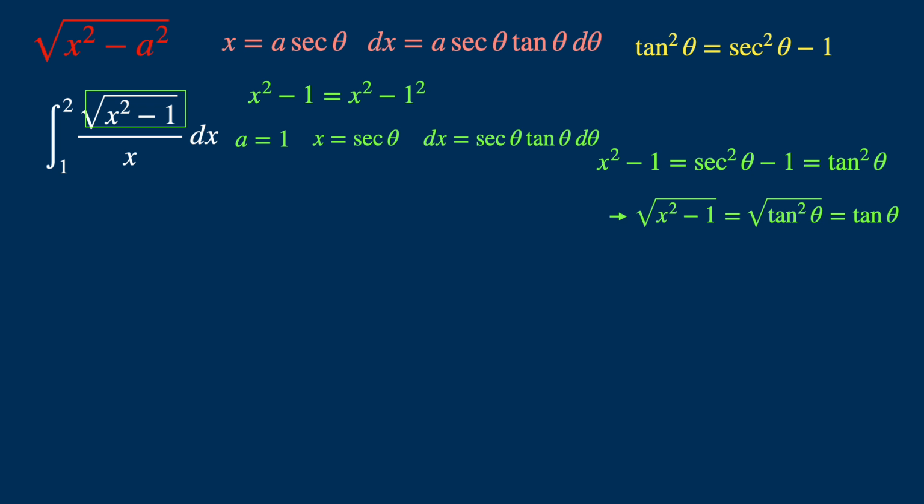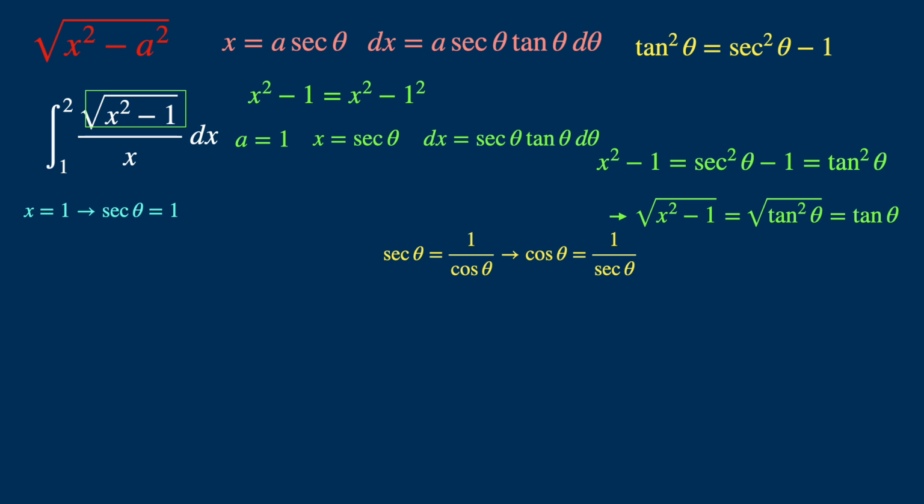Now we have plugging back into this integration. Before that, we have to change the boundary. When x equals 1, secant theta equals 1. Secant theta is 1 over cosine theta, so cosine theta is going to be 1 over secant theta.